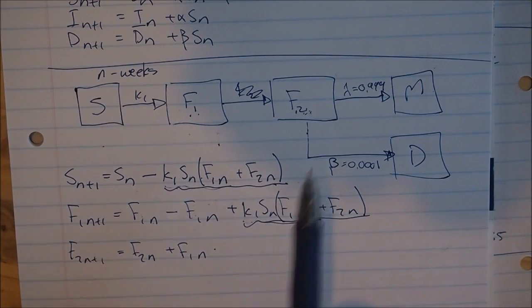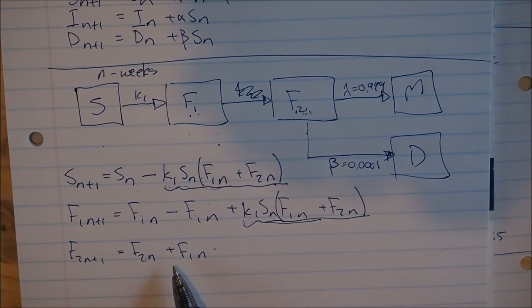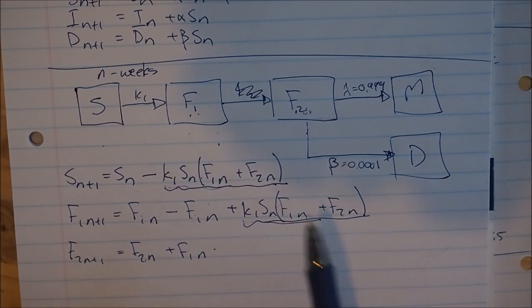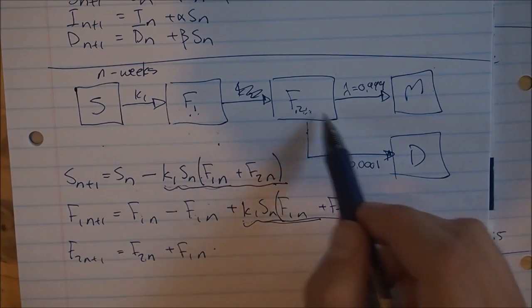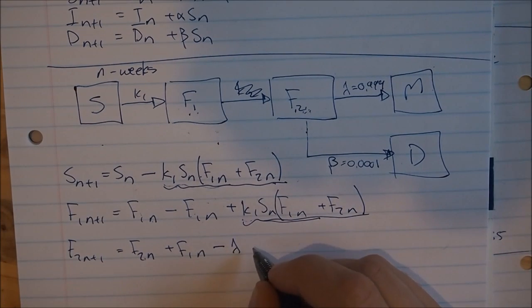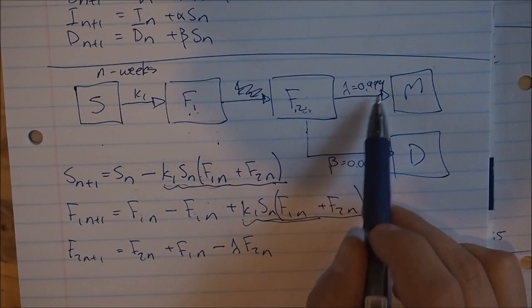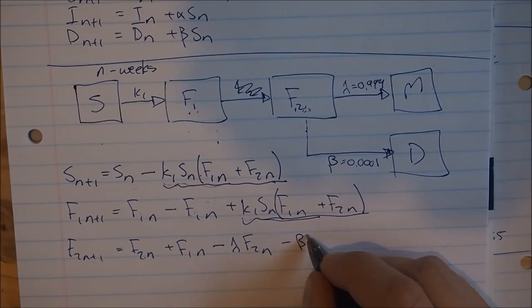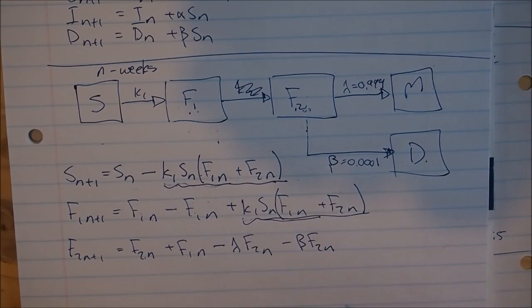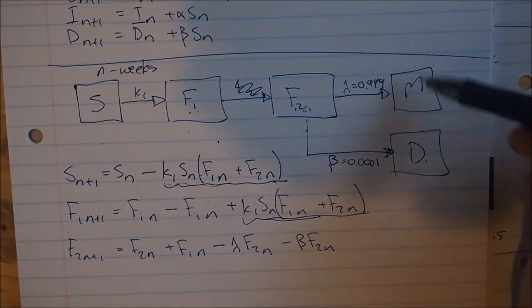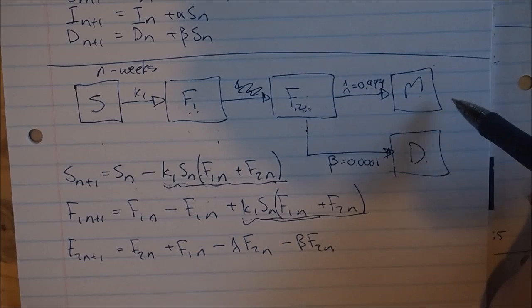So the second week of infectiousness is the number of people that were there last week, plus the number of people that came in from F1 that survived a week and moved into there, minus the people that become immune. That's lambda F2n. So lambda, 99.9% of these people move to M, and beta times F2n move into D. Okay, and there's no interaction between these populations, so that's why I don't multiply these two things. So even if there were no immune people, people will still become immune.